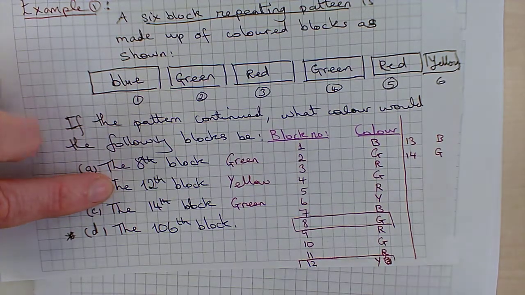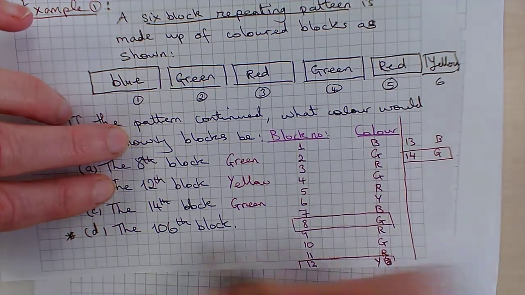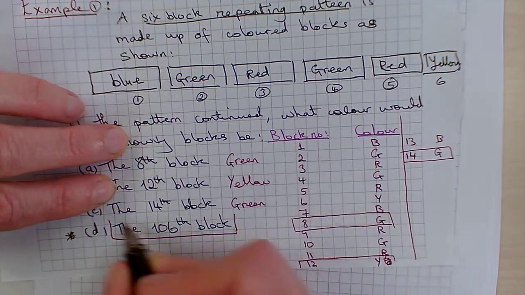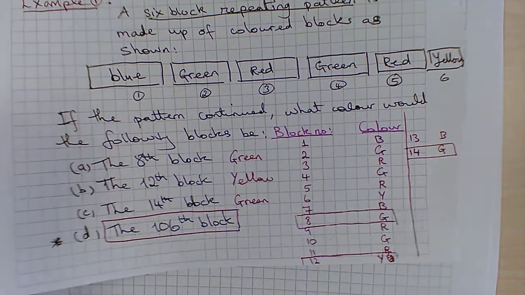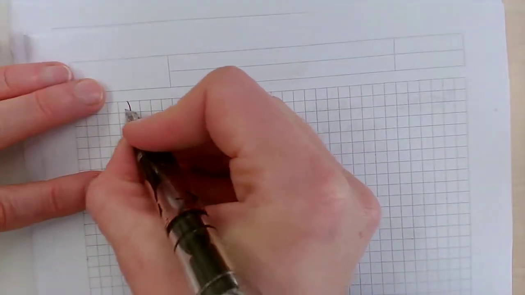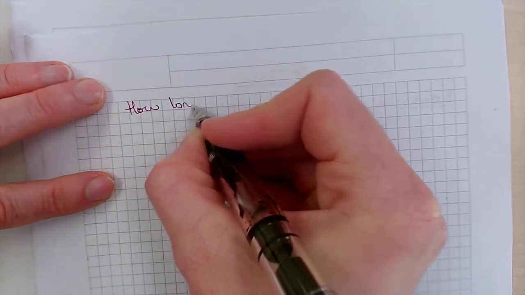Now that's easy enough to do, right? But what about this question? I certainly don't want to be writing out this table 106 times. And what if I asked you about the 1000th one? So we need to answer a couple of questions. The first one is, how long does it take the pattern to repeat?